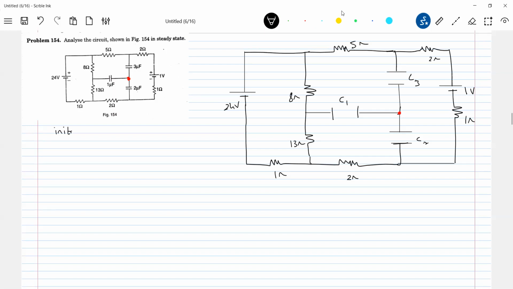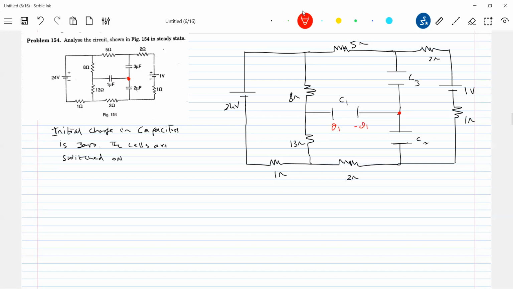Initial charge in capacitors is 0. The cells are switched on. Now what happened? We are finding what the charge will be at steady state. Are they series or parallel? No, we can't say anything. So what I do is I'll go for the distribution of charge.